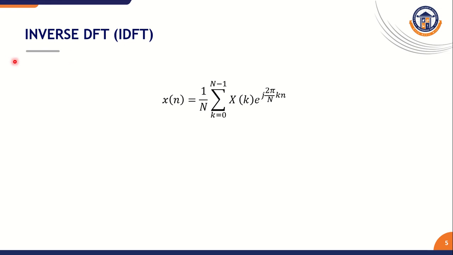Then, using the inverse DFT, again we get the original discrete signal, that is small x of n equals 1 by capital N summation of capital X of k e power j 2 pi by capital N into k n. Through this formula, we can calculate IDFT.